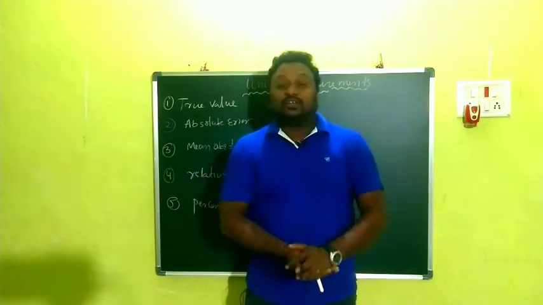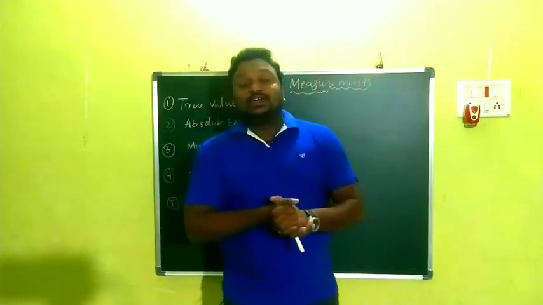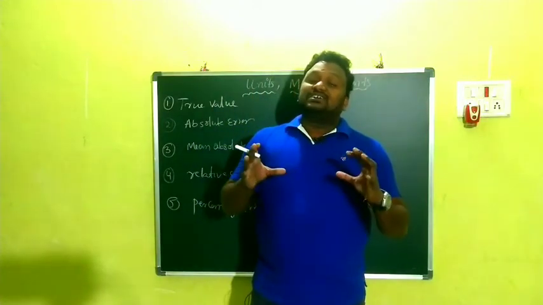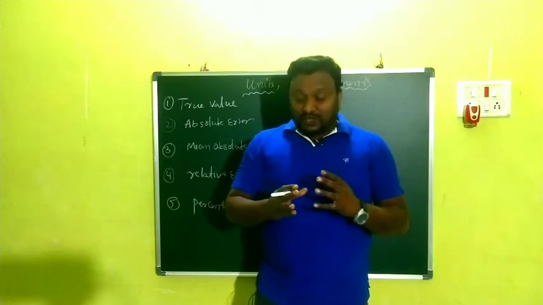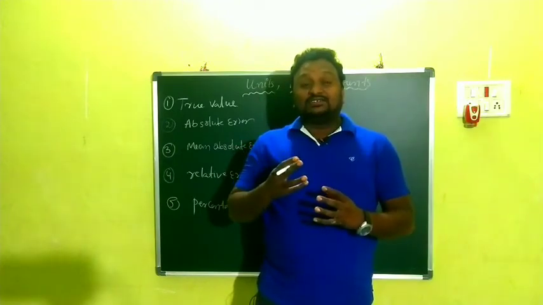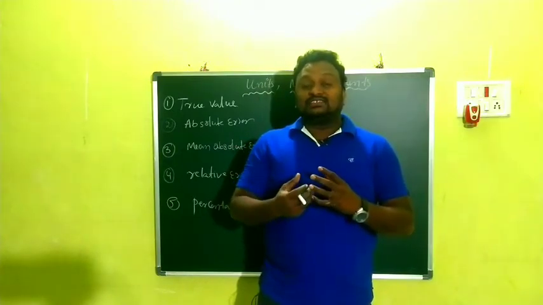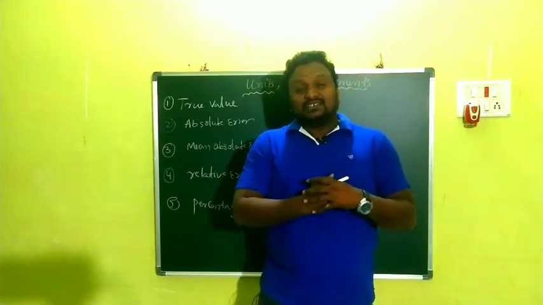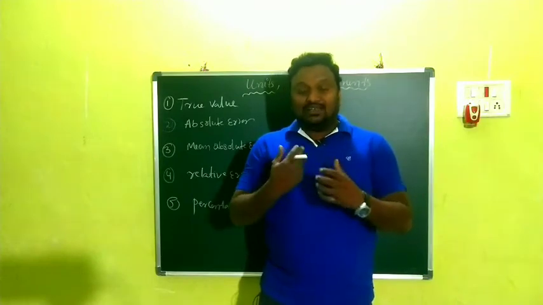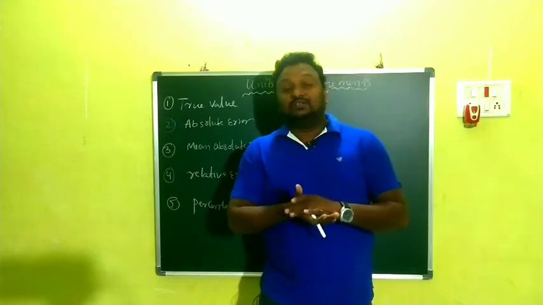I am going to the topic now. Yesterday we discussed the types of errors: systematic errors and random errors. The errors which arise because of our negligence are what we call gross errors. Gross errors may have a chance to be eliminated or corrected.